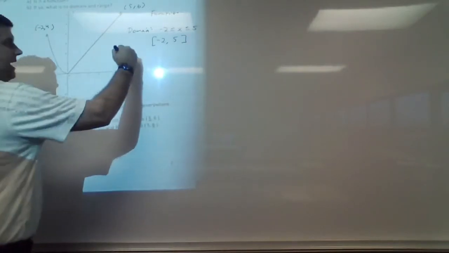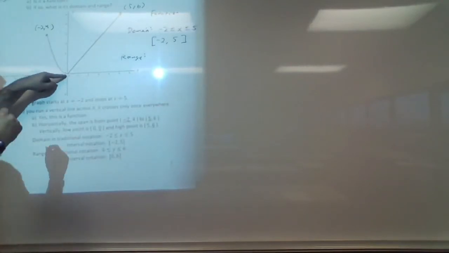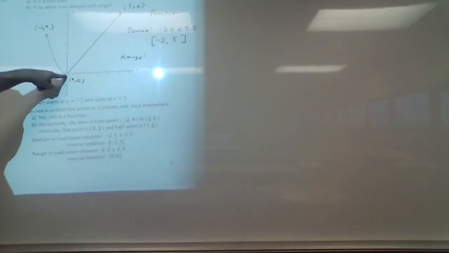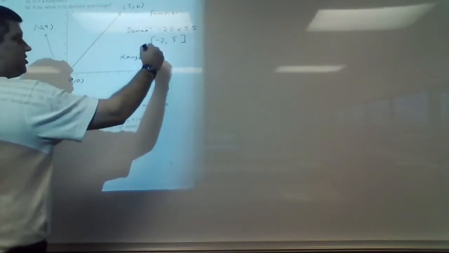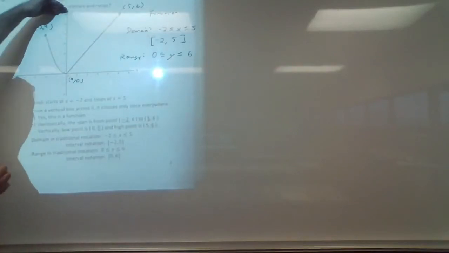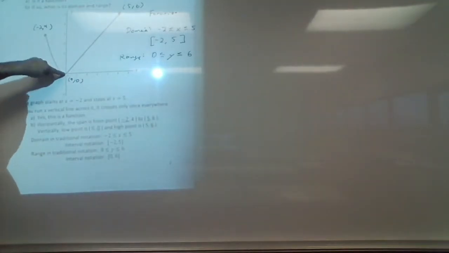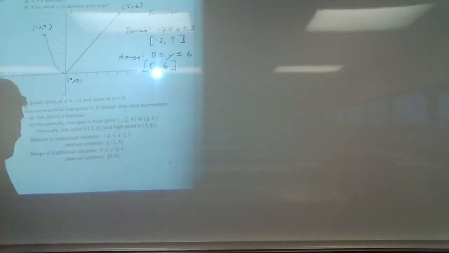And then the other part asks about the range. The range is the set of vertical coordinates that exist. So the low point here is 0, 0. Okay? So the y coordinates go from 0 up to 6. That's the range. 0 is less than or equal to y, which is less than or equal to 6. The range, the set of vertical coordinates that are available. 0 is the low y value, 6 is the high y value. So, 0 to 6, okay, with brackets.